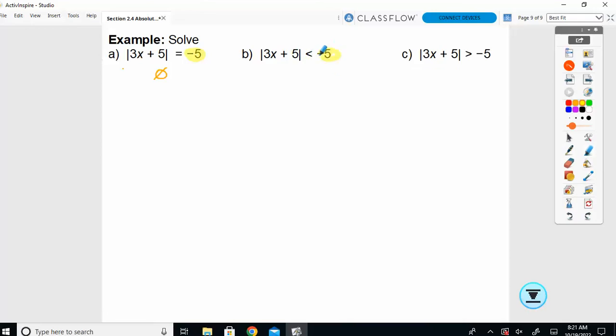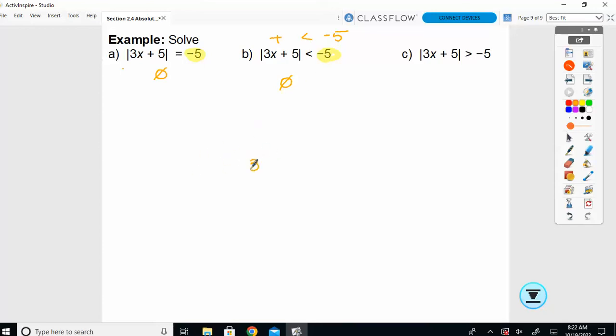B is also no solution. C is not a solution. All right, so B, I have an absolute value on one side and a negative on the other. We know that an absolute value is what kind of number? Positive. So when is a positive number going to be smaller than negative 5? Never. So it's a no solution. Again, if you didn't catch that, you would solve it.